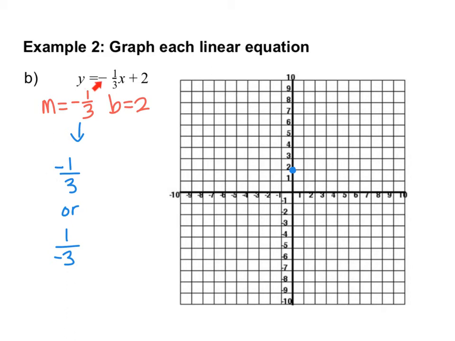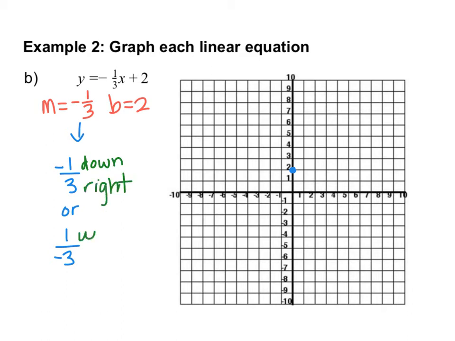This is a negative slope, so my line should be going down from left to right. So you always want to keep in mind what we learned about slope in the previous lesson. I should have a negative line because I have a negative slope here. So I'm going to use the fact that my rise would be down, but my run is positive, so I'd go down and to the right.